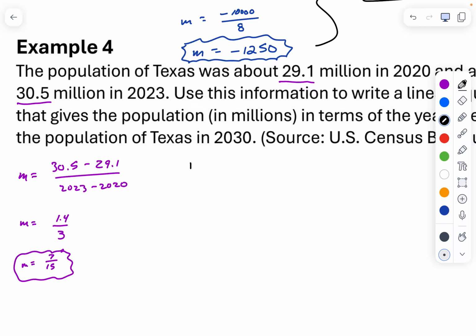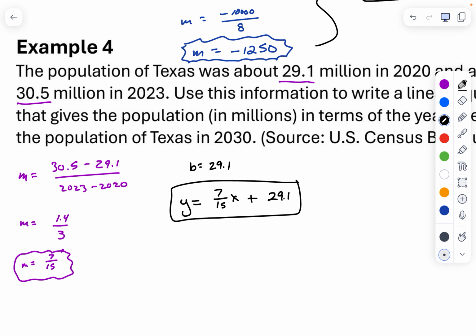So if that's the case, could we agree or act as if my y-intercept is that 29.1 because that was the population when we started? Does that make sense, how we're approaching that? So now we could build out that y equals 7/15 x plus that 29.1 million. Now to make things extra weird, we're figuring out what's happening in the year 2030.